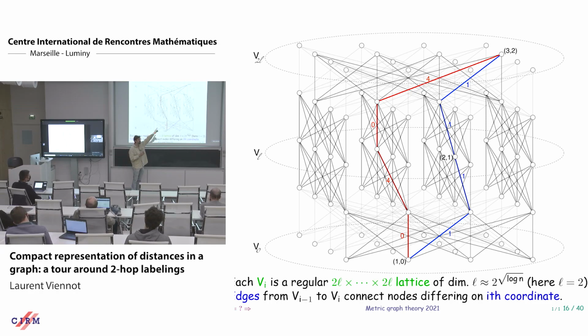You see that (2,1) here is the middle of (1,0) and (3,2). 4 divided by 2 is 2, and 2 divided by 2 is 1. So there is only one shortest path, and it goes through the middle node. So this means that when you take any pair of nodes in the bottom and in the top, one of them has to take a hub which is on the other side of this big stuff. So one of them has to pay one hub.